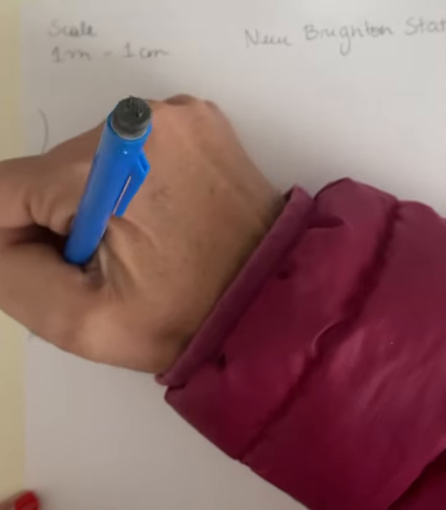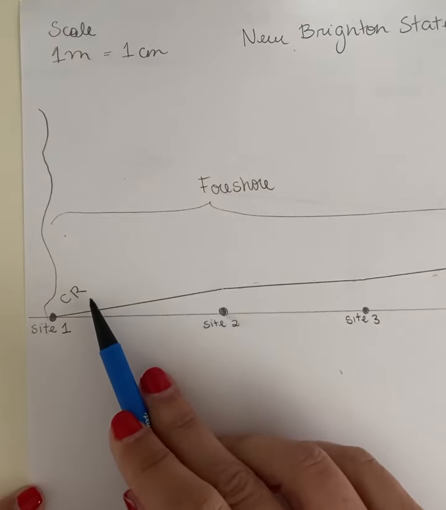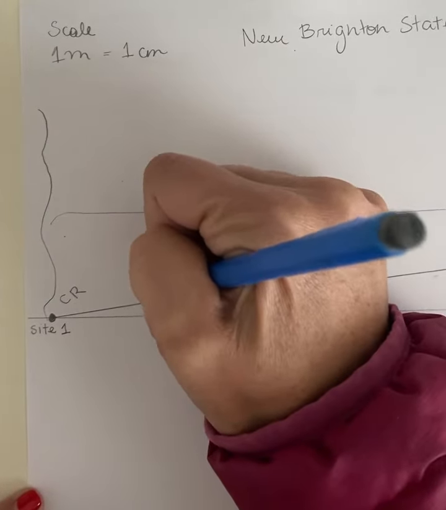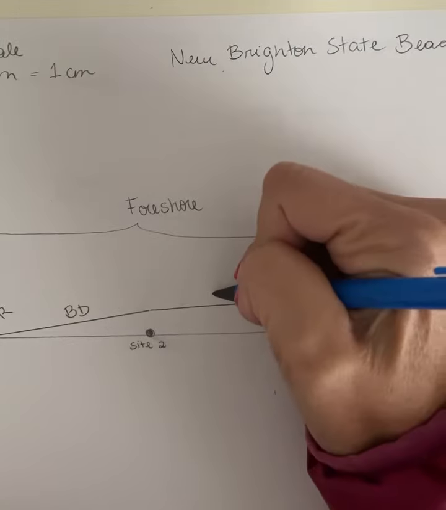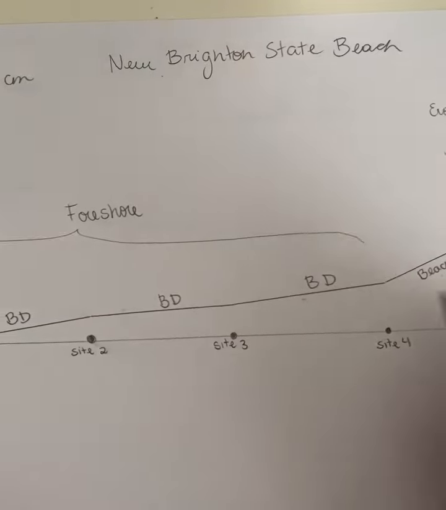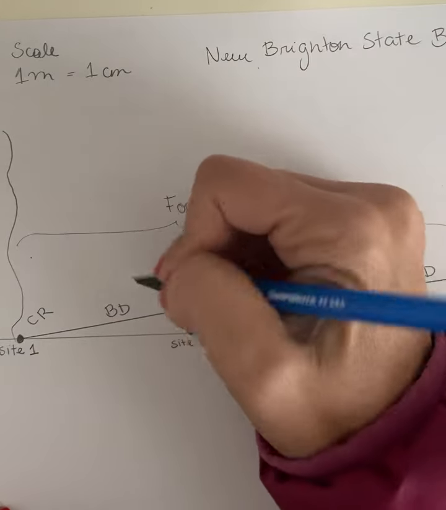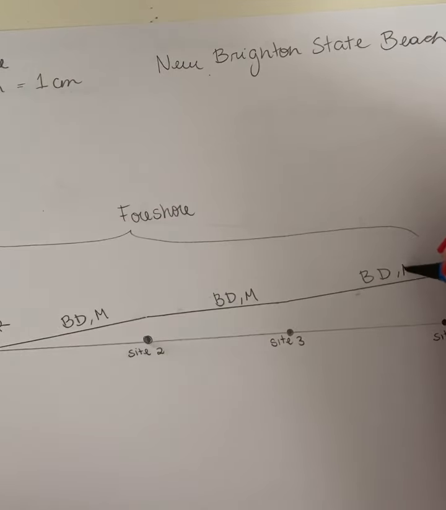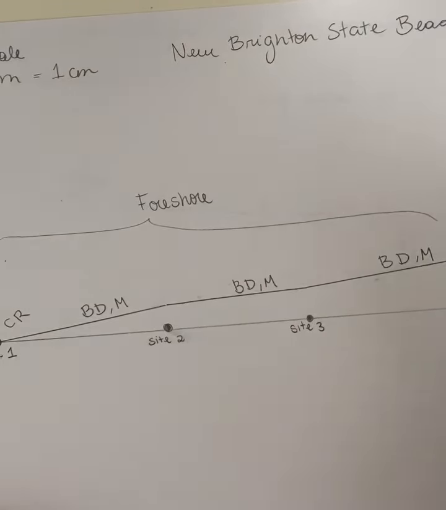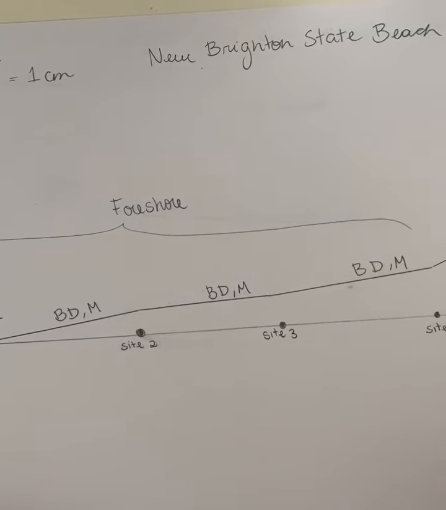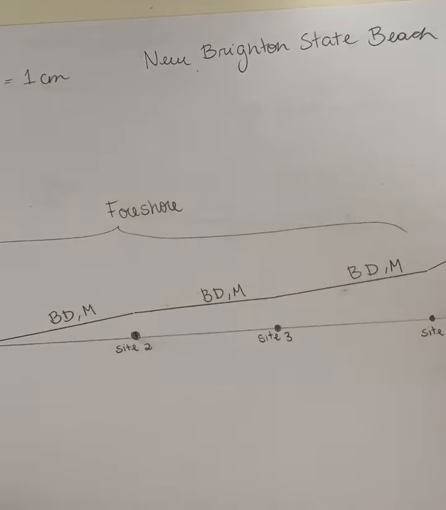We saw some current ripples down at this area that was exposed during the low tide. We saw backwash diamonds all over the foreshore before the beach scarp. We also saw magnetite minerals all over. We didn't see any pinholes, and we also didn't see any wind ripples because there's no sand dunes in this beach.